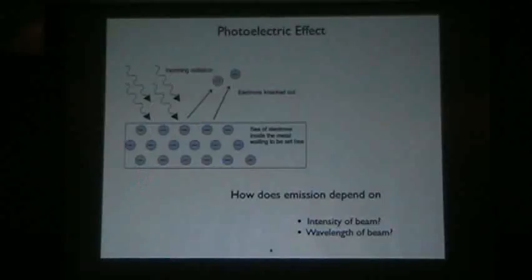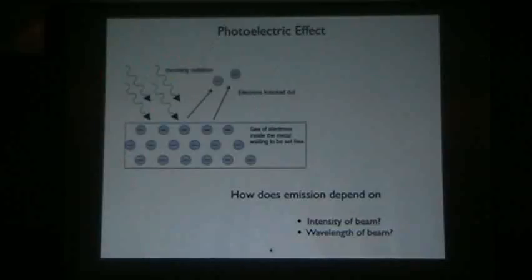You have a metal. A metal has free electrons. That's how you're able to drive a current. You put a potential across it. These free electrons move and generate a current. And if you shine light on the metal, people observe that electrons are emitted. And the intuition behind that is that the light comes in with some energy, the light hits the electrons, and it knocks some electrons out.